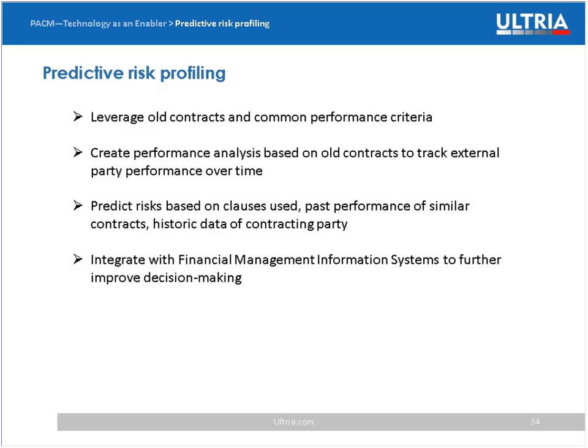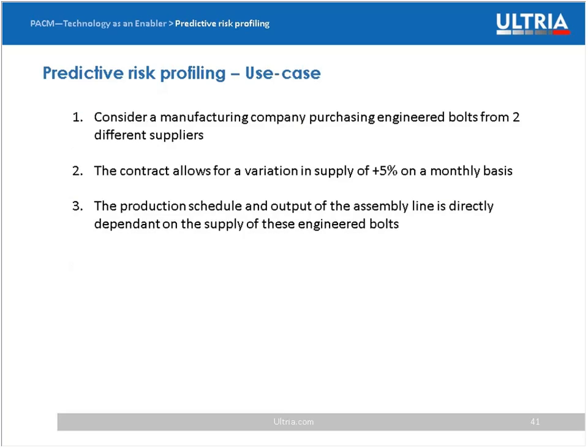So, a simple risk model. Let's take another manufacturing company. And perhaps they are purchasing engineered components, or engineered bolts in this case, from two different suppliers. The contract may allow for a variation in supply because they're buying something in bulk, plus or minus 5% on a monthly basis. The production schedule, of course, for this primary company is based on and is directly tied to the success of these suppliers in delivering their product to the factory.